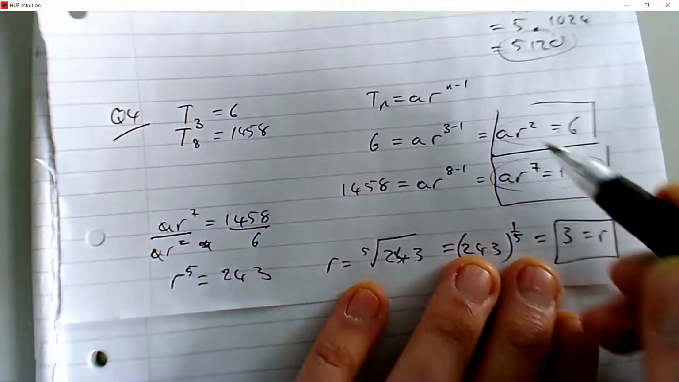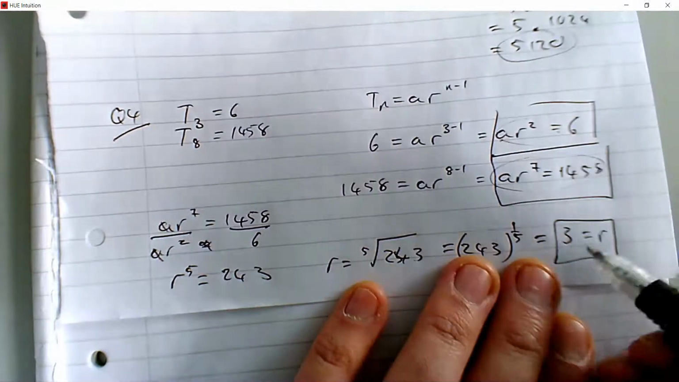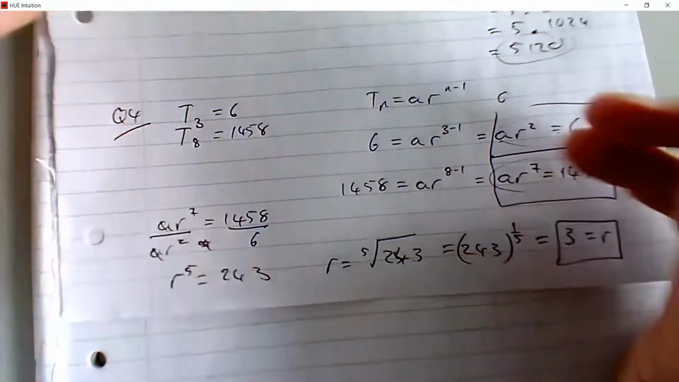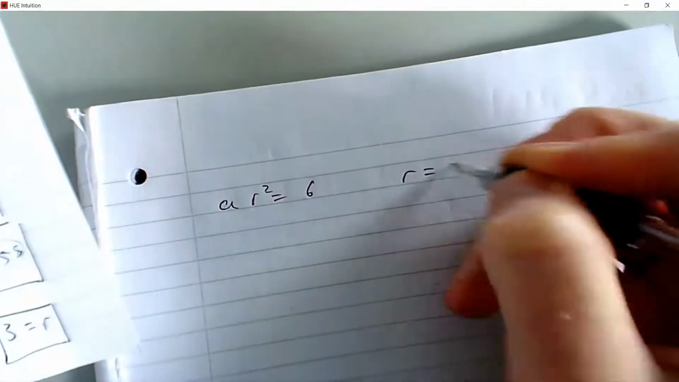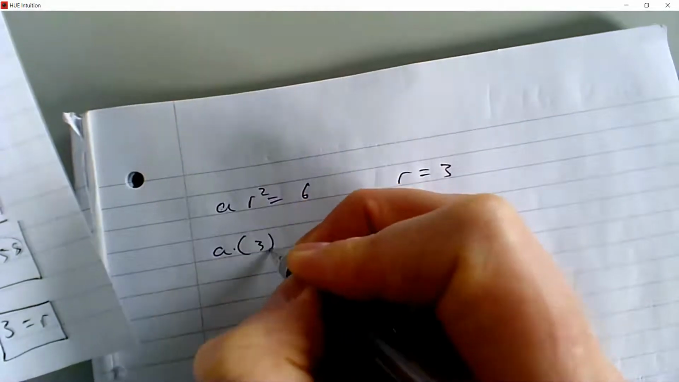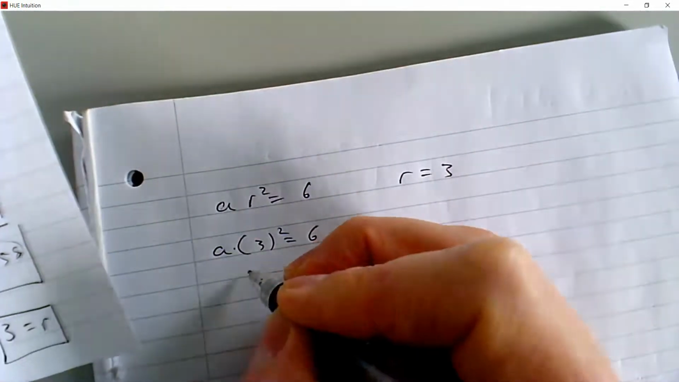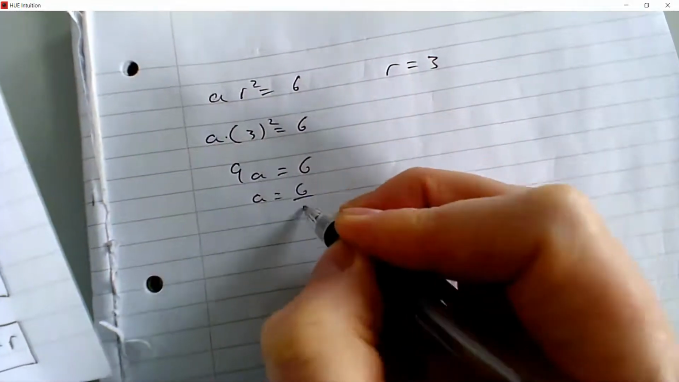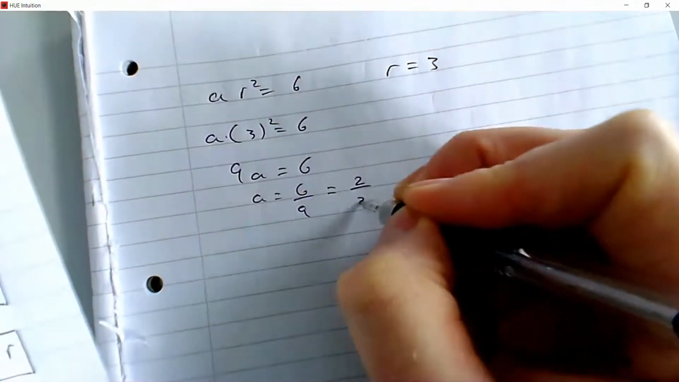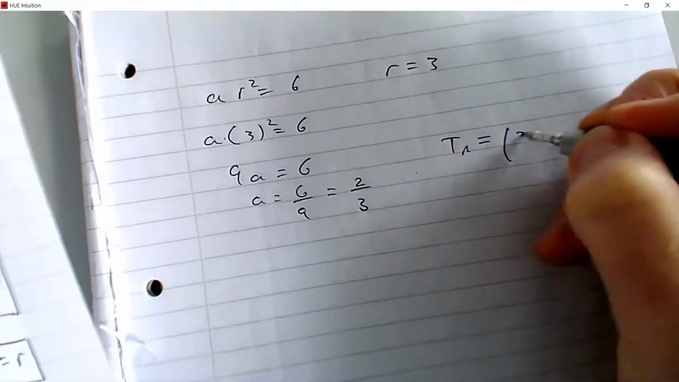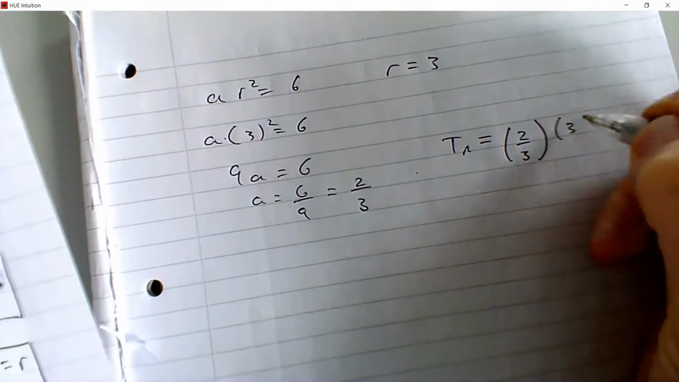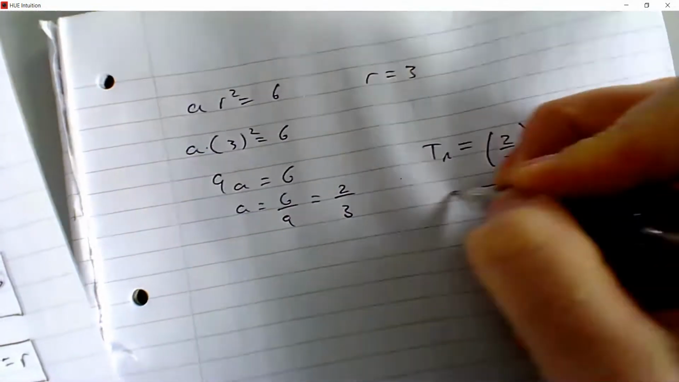I'm not finished. That's the common ratio. I need to come back up and say what A is. A multiplied by R squared equals 6, where R is 3. Well, that's A times 3 squared is 6, or 9A is 6. And so A is 6 divided by 9, which is 2/3. So our pattern is Tn equals 2/3 times 3 to the power of n minus 1.